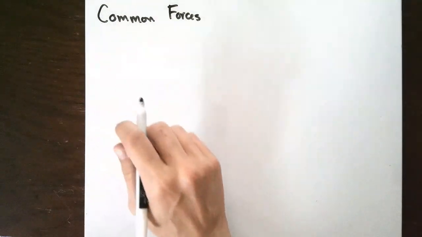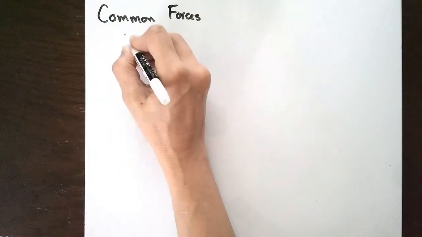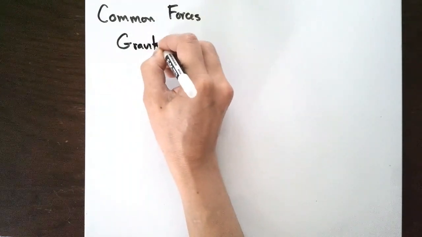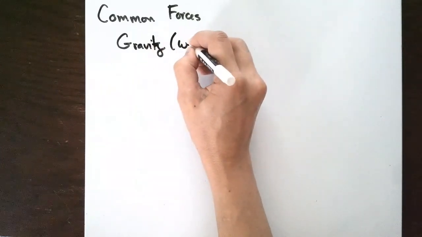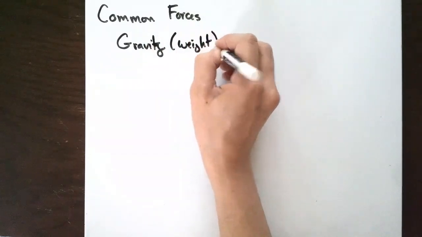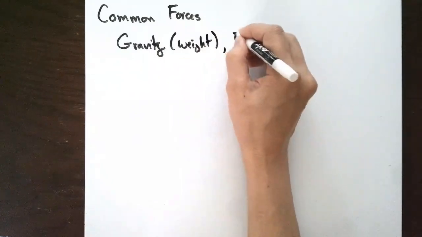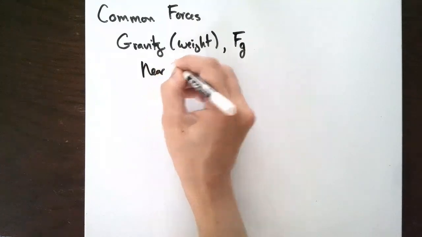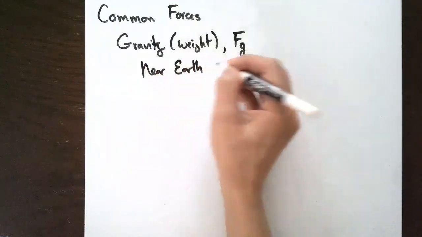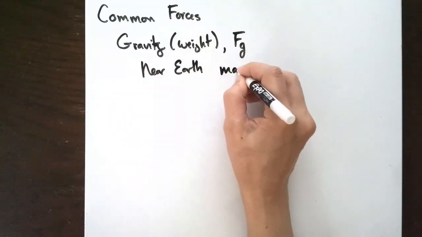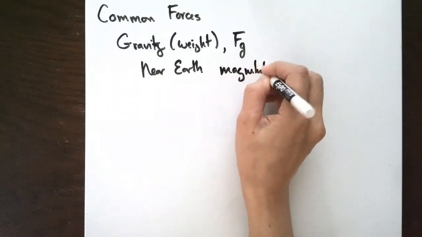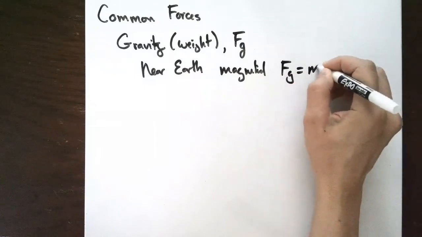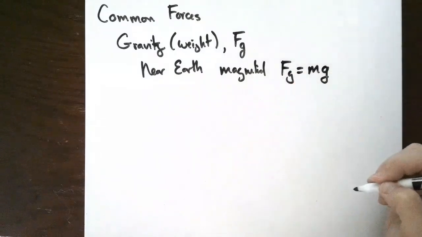So common forces that we're going to use this semester are, first of all, gravity, which we've already met. That is also known, of course, as weight, and you might symbolize it with F sub g. At least near the surface of the Earth, you can get the magnitude of this force using the formula: the mass times the acceleration due to gravity.